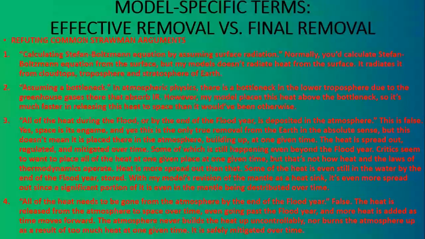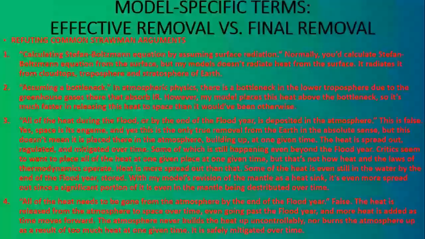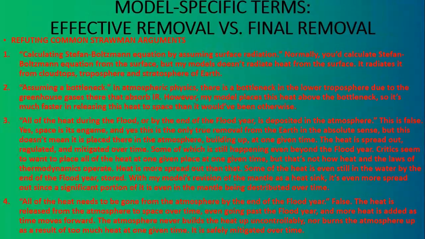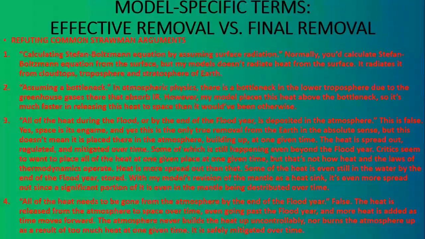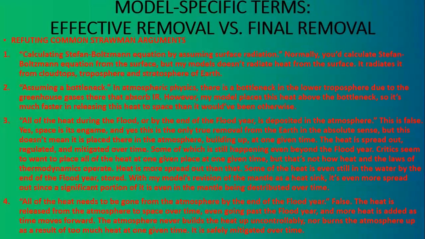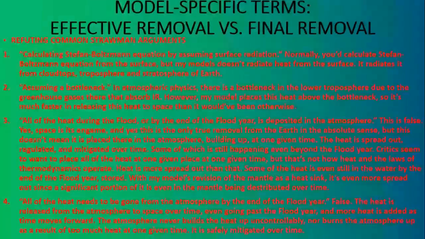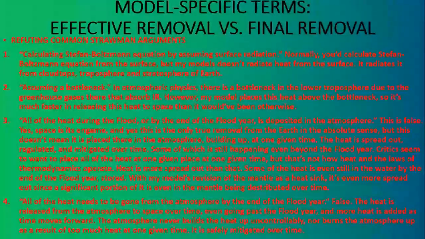Some of the heat is even still in the water by the end of the flood year, stored. With my model's revision of the mantle as a heat sink, it's even more spread out since a significant portion of it is even in the mantle being distributed over time. All of the heat needs to be gone from the atmosphere by the end of the flood year. False. The heat is released from the atmosphere to space over time, even going past the flood year, and more heat is added as time moves forward. The atmosphere never builds the heat up uncontrollably, nor burns the atmosphere up as a result of too much heat at one given time. It is safely mitigated over time.